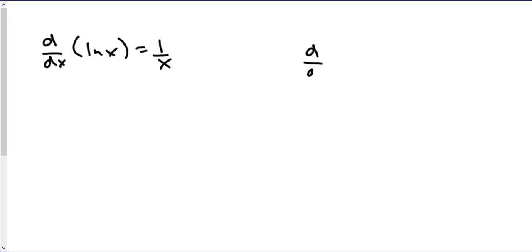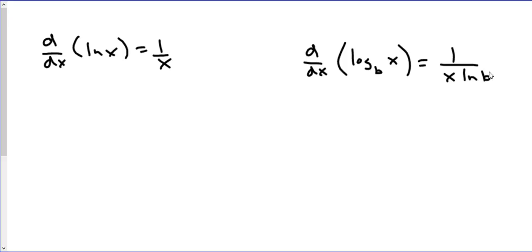Another one that students always forget is how to find the derivative of the log base b (or sometimes people call it a) of x. The derivative of this is going to be 1 over x times the natural log of b, the base. That's what you have to remember. So we're going to go through some problems applying this principle.